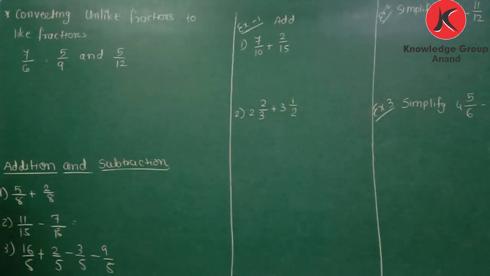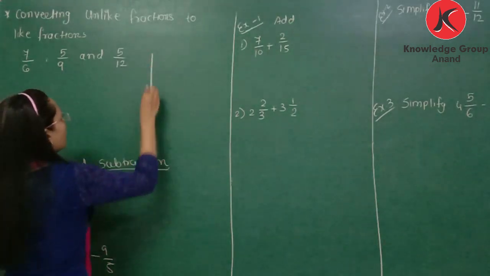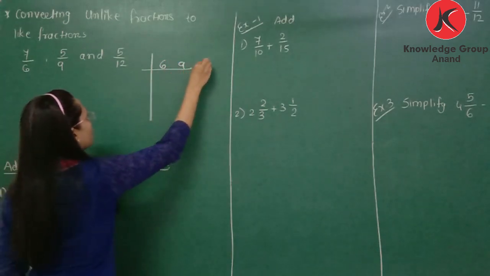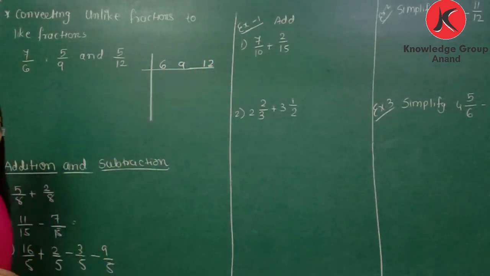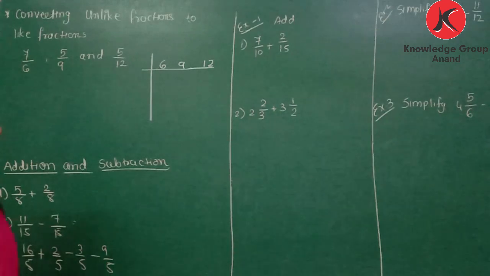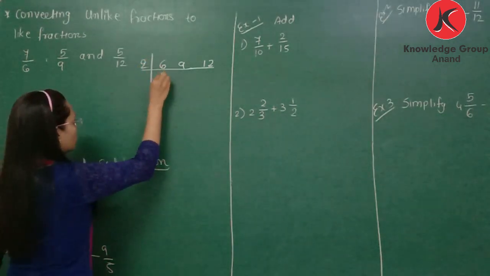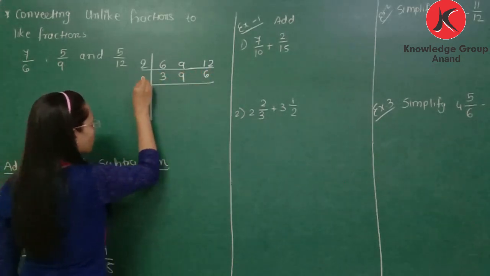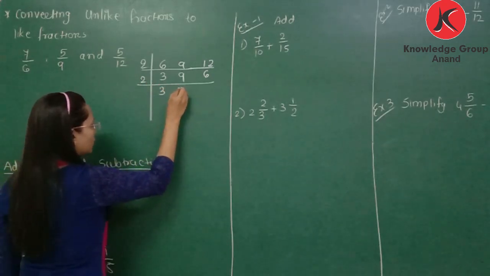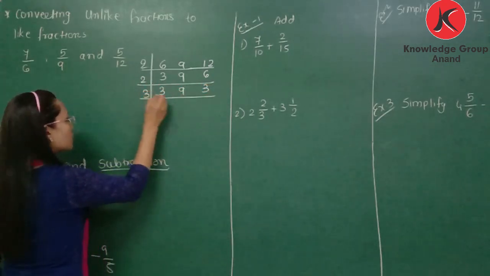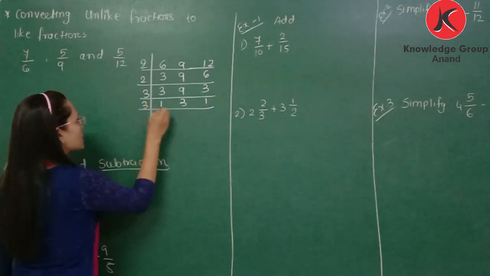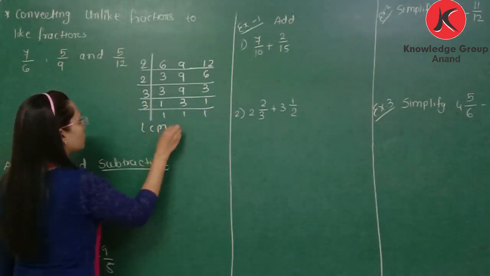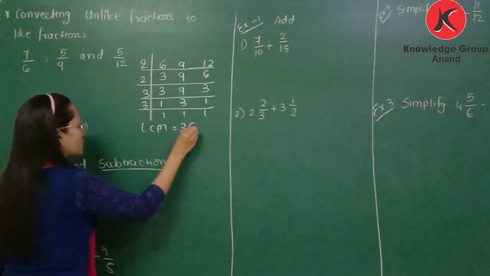So to convert into like fractions, we need to find the LCM. So let's find the LCM of the denominators, 6, 9 and 12. Like fractions mean what? The denominators are the same. And we need to make the denominators the same by taking the LCM. So here we start with 2, 2 3s are 6, 9 as it is, 6. Now again with 2, 3, 9, 3 2s are 6, and last 3. So LCM is 3 3s are 9, 4s are 36.